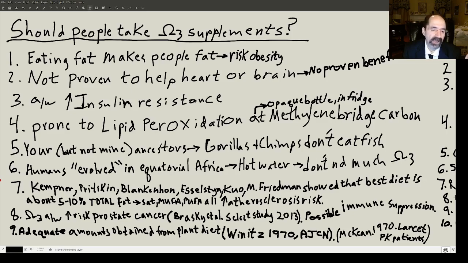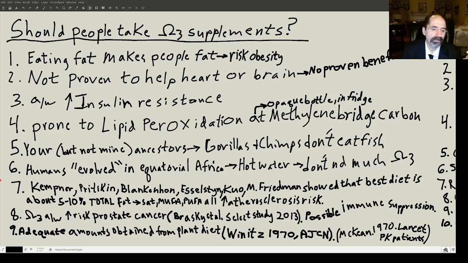So the point I'm saying is, if we did evolve in equatorial Africa and our ancestors lived there, we don't know if they ate fish or not, probably not, but even still, the fish they ate wouldn't have much omega-3s, given they were living in a hot water area. That would actually make their plasma membranes more vulnerable to oxidation in relatively warm waters.